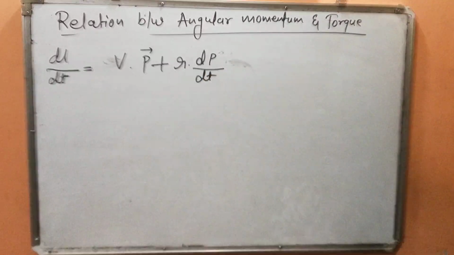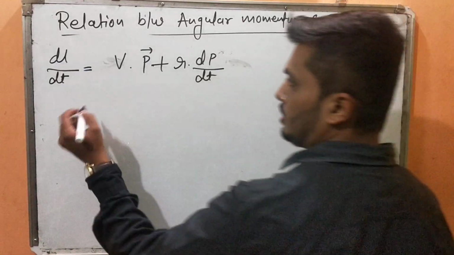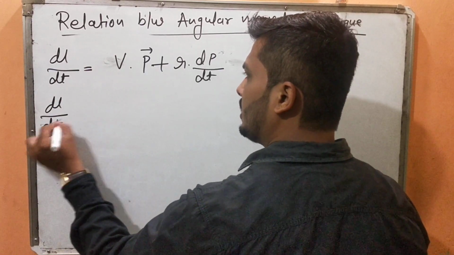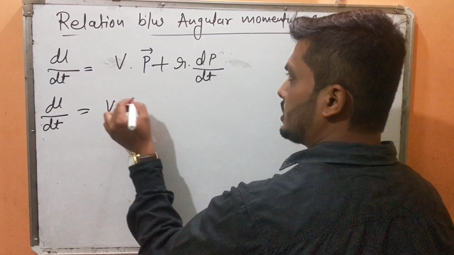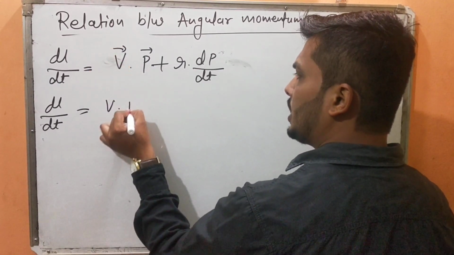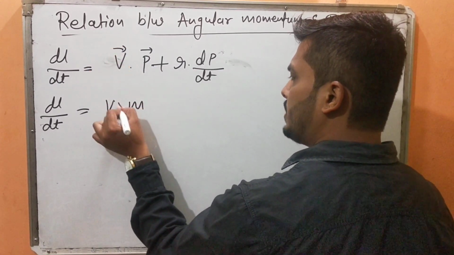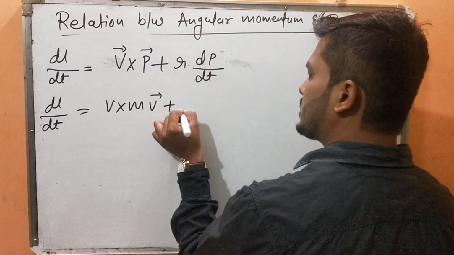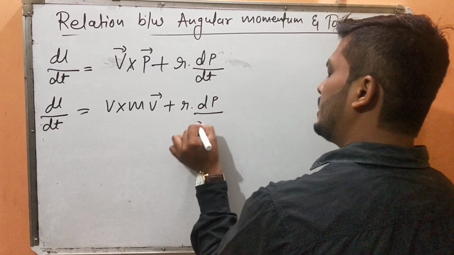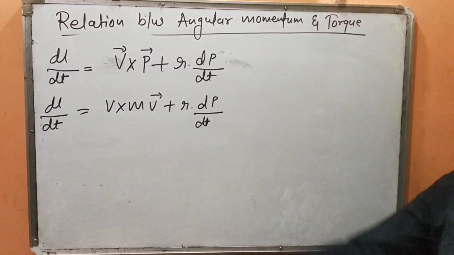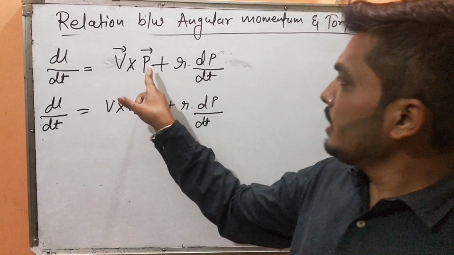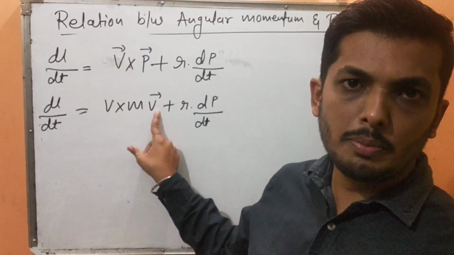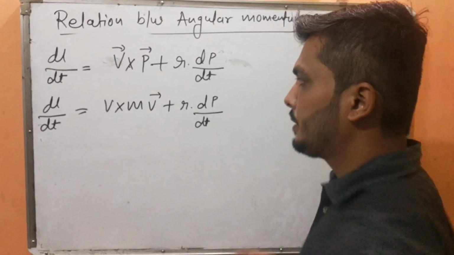This was the equation, right? Now again, dr by dt got me what? Velocity. So dL by dt. What is v? v is as it is. What is p? p is momentum, m cross v. It's a cross product, right? m v cross v plus r dp by dt. Are you understanding what I did here? I have written p as mv, because p is momentum. Momentum is given by mass into velocity.